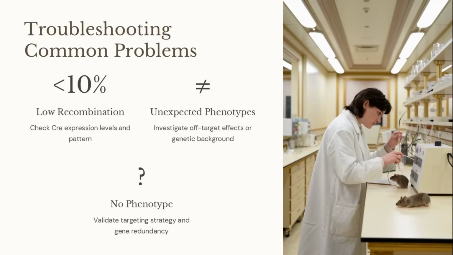When troubleshooting common problems, it's important to address issues such as low recombination, unexpected phenotypes, and lack of phenotype. For low recombination, check Cre expression levels and patterns. Investigate off-target effects or genetic background for unexpected phenotypes. Validate targeting strategy and gene redundancy if no phenotype is observed.